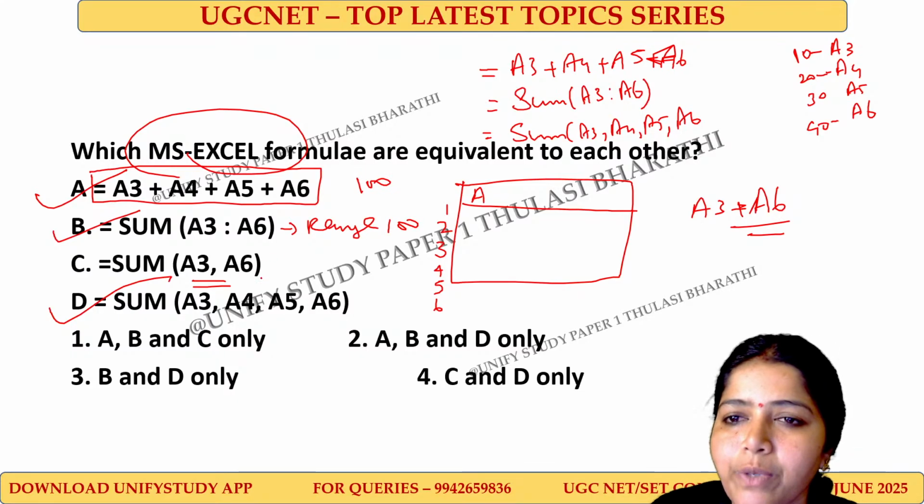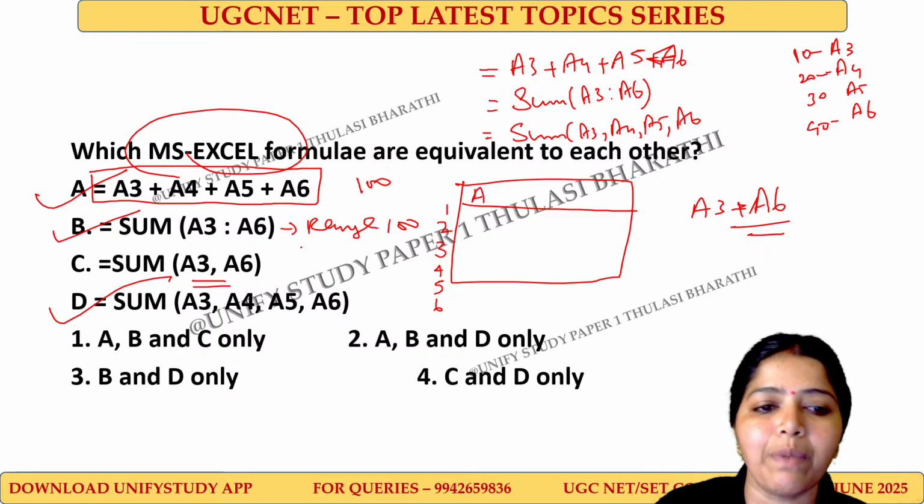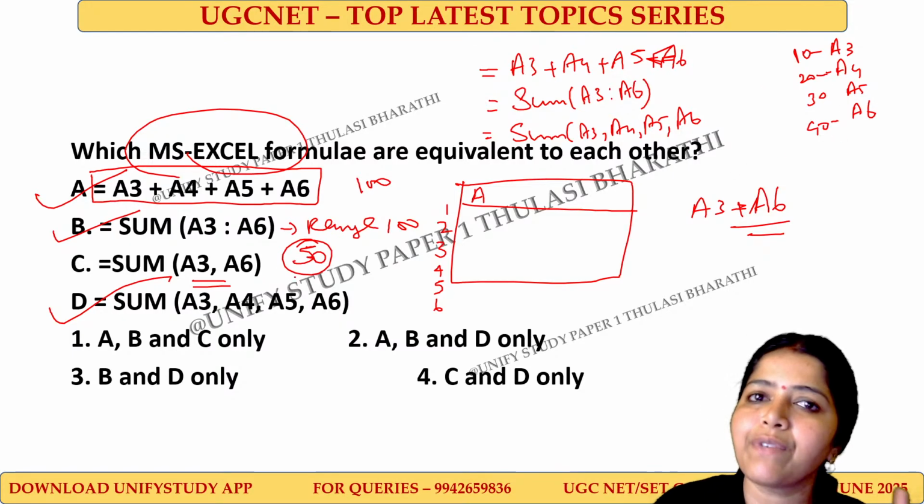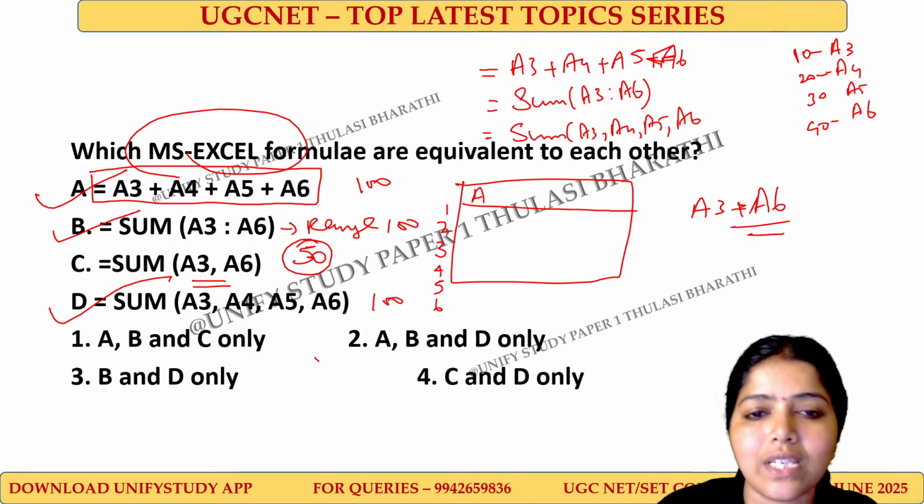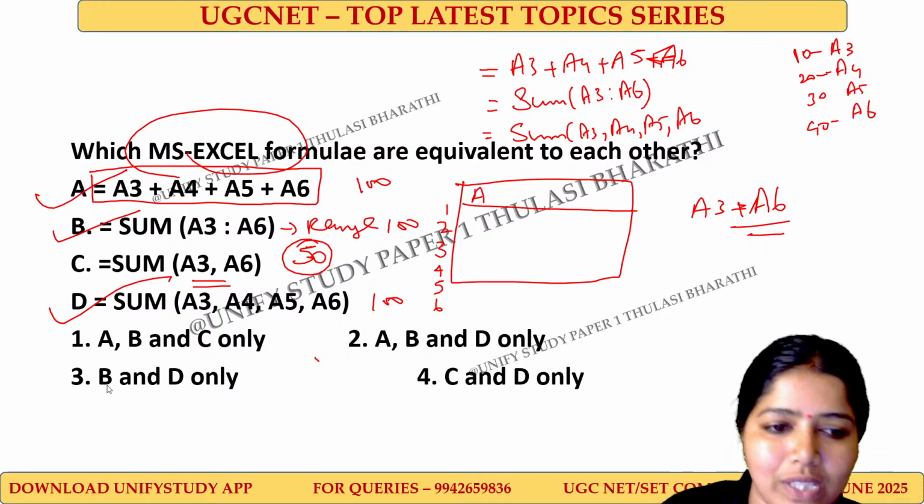What will be printed for option C? For C, 50 will be printed. For D, 100 will be printed. The right answer for this question is option number 2.